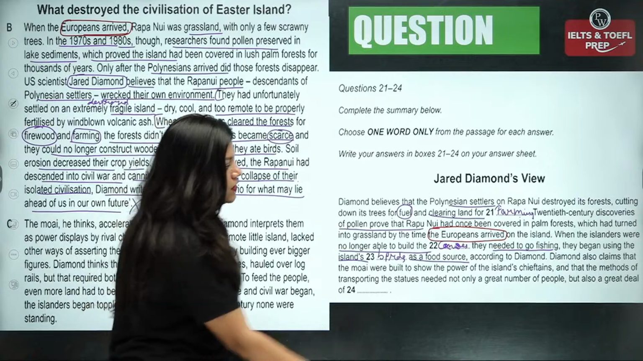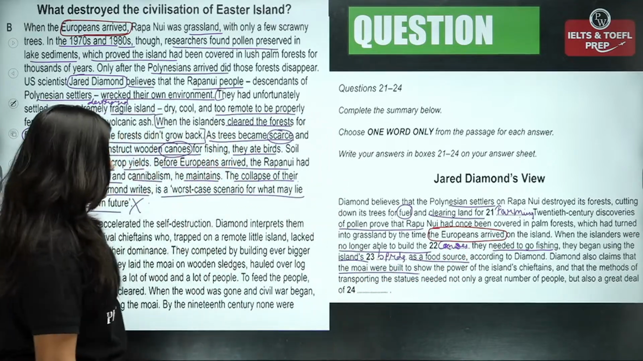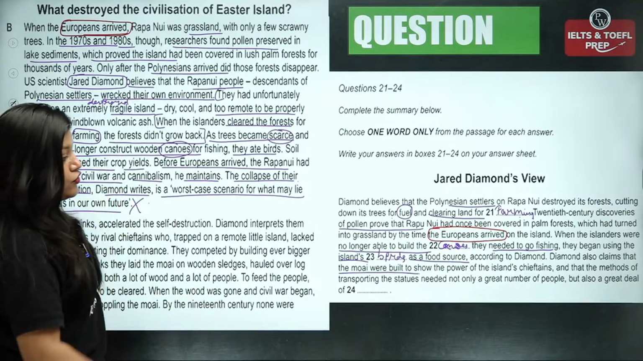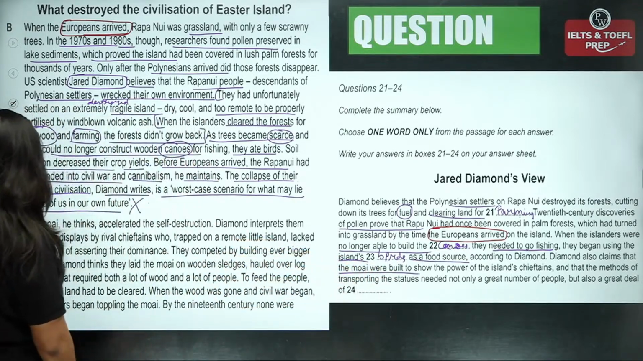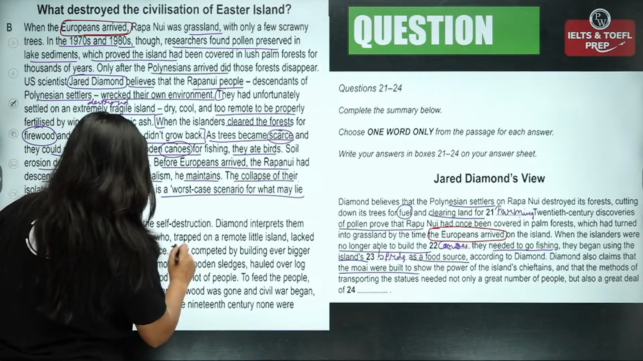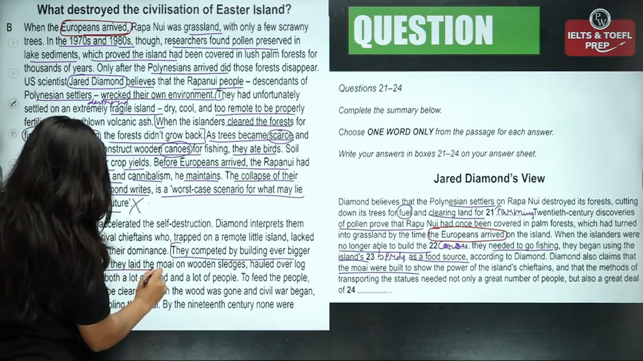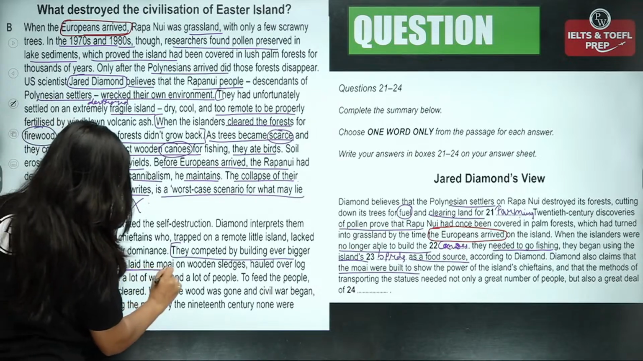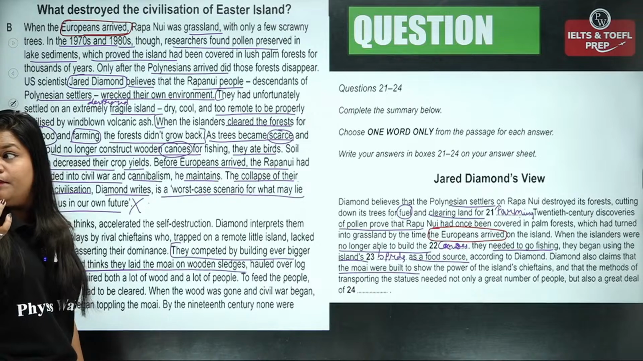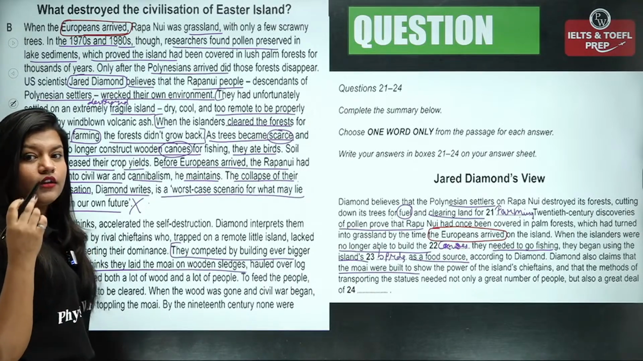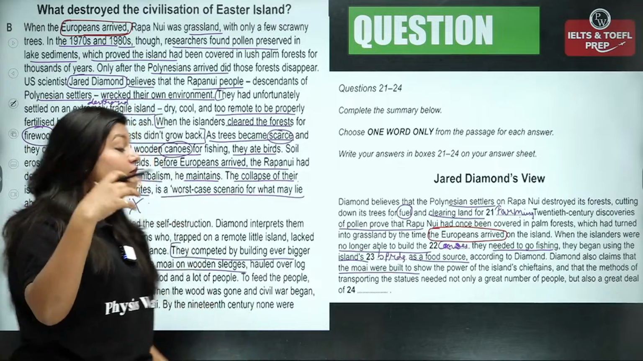What's the next question? Diamond also claimed that the Moai were built to show the power of island chieftains. We've got it already in our first para, but let's see. And that the method of transporting the statues. Now let's have a quick look over here. Okay, they completed by building ever bigger figures. Diamond thinks they laid the Moai on wooden sledges. So they used to lay the statues, the wooden statues or the stone statues on a wooden sledge.